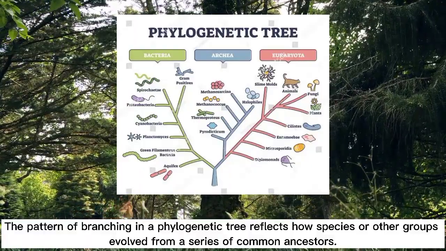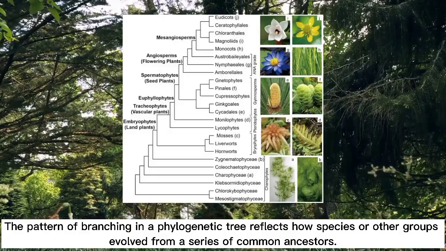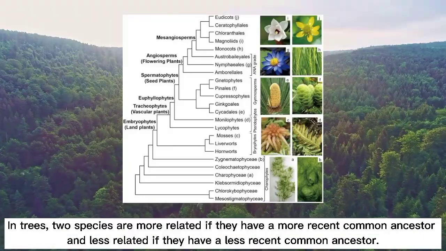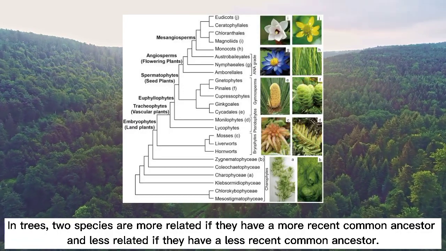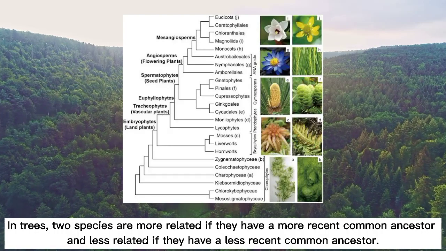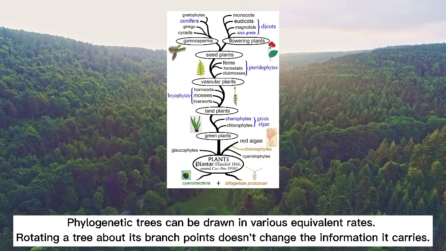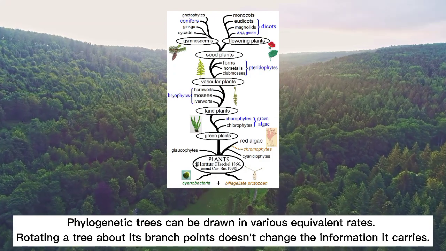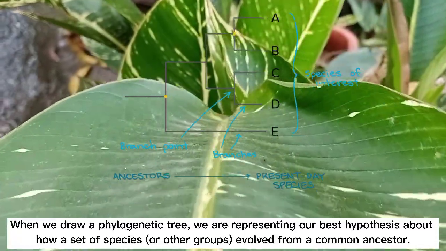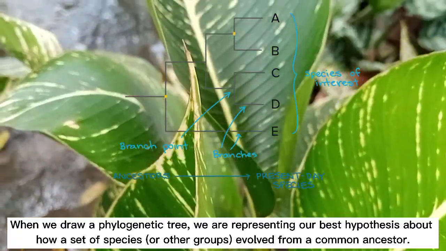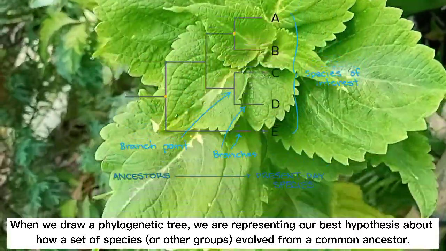The pattern of branching in a phylogenetic tree reflects how species or other groups evolved from a series of common ancestors. In trees, two species are more related if they have a more recent common ancestor, and less related if they have a less recent common ancestor. Phylogenetic trees can be drawn in various equivalent ways. Rotating a tree about its branch points doesn't change the information it carries. When we draw a phylogenetic tree, we are representing our best hypothesis about how a set of species or other groups evolved from a common ancestor.